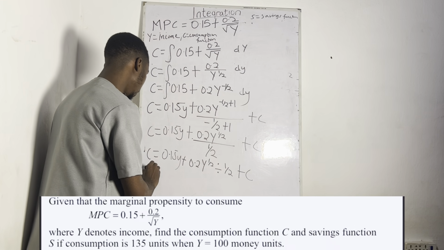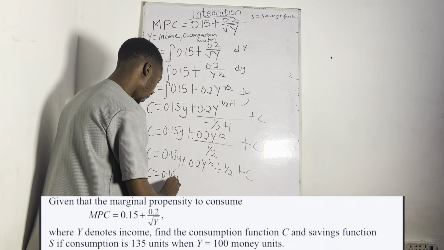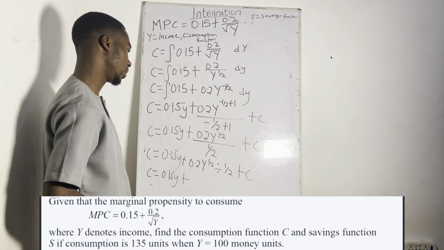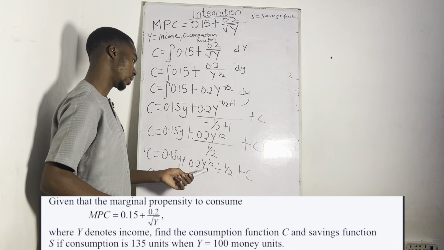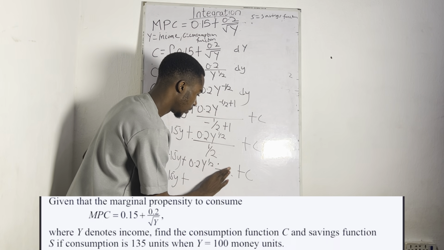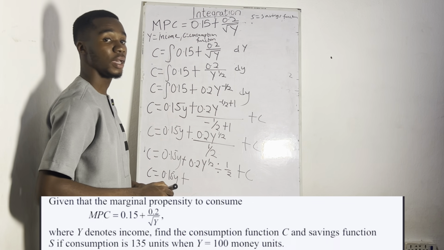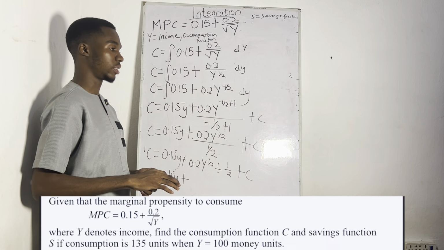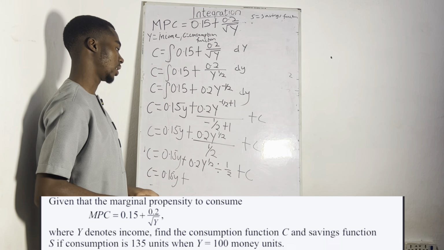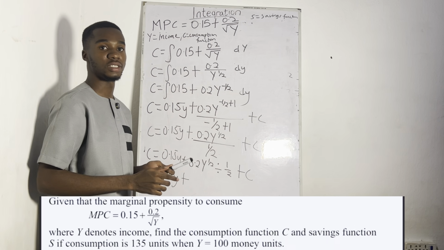Then this is equal to C is equal to 0.15y plus, now watch this, 0.2 y exponent half divided by 1 over 2. Let me write the 1 over 2 well so you see what I'm about to do. Per the laws of mathematics, once you have a division sign and you have a fraction, you reciprocate it, then the division changes to multiplication.